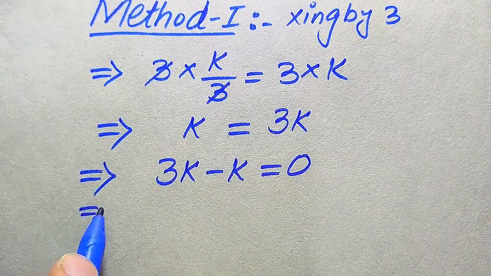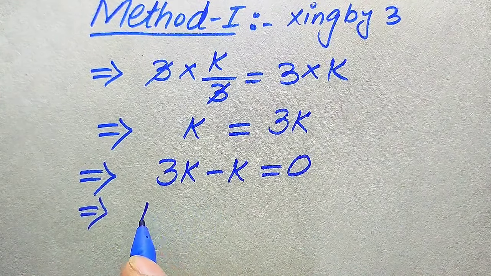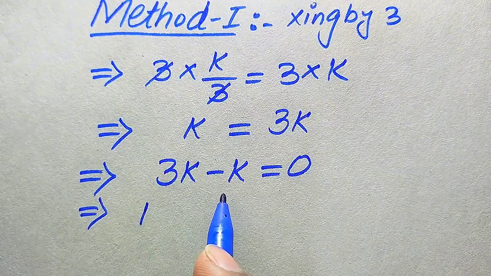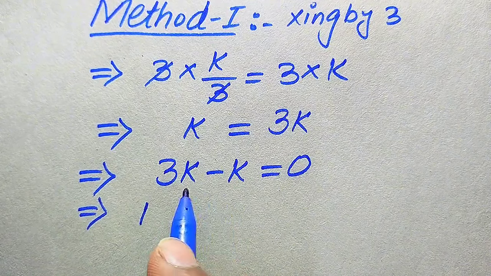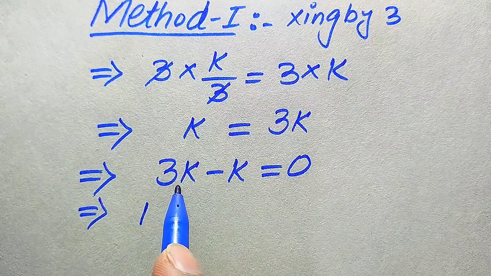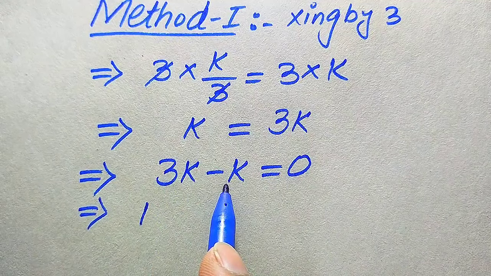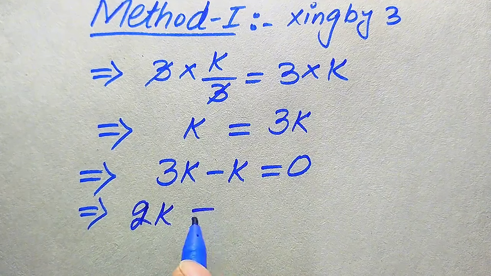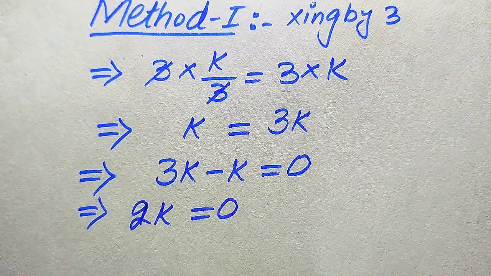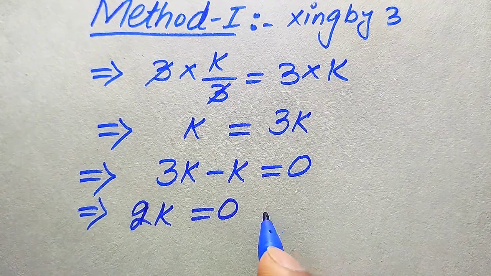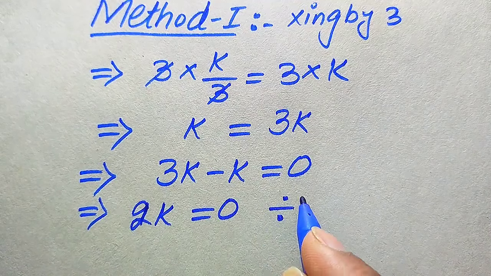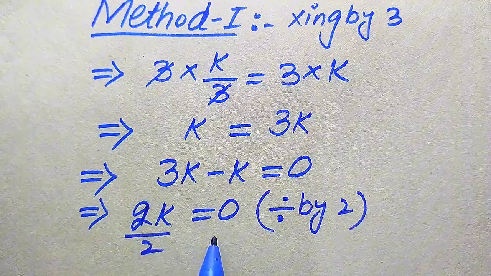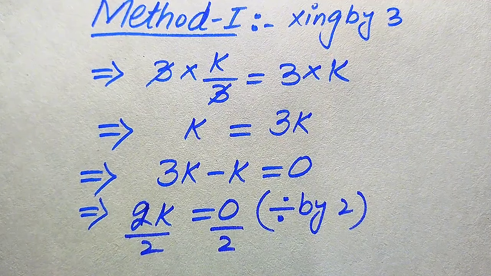In the next step you see that both of these terms involve k. In other words, both of these terms are like terms. So we need to subtract them, and you see 3k minus k becomes 2k, and this whole equation is equal to 0. Now in the next step we divide both sides by 2, and when we divide by 2 it is written in this form.